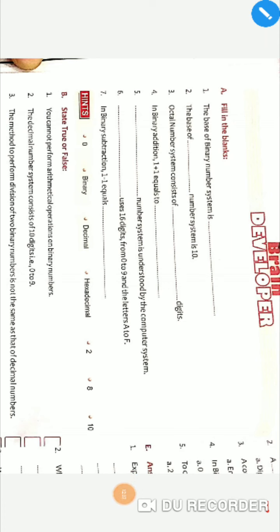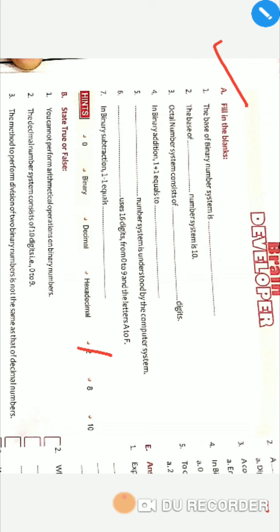So children, that is all about your chapter 2, the number system. I have explained each and everything that is in the chapter. And now it's time to do the exercises. Children, I am giving you an assignment to do. These are the exercises that are given at the end of this chapter.